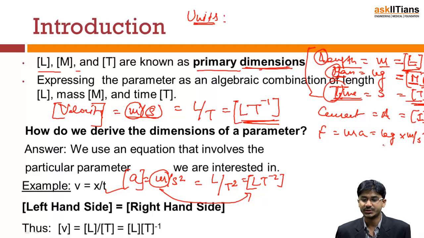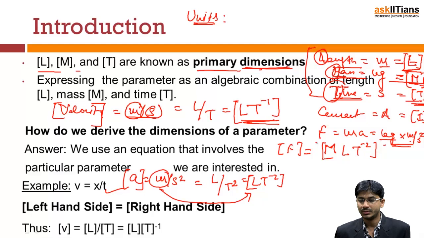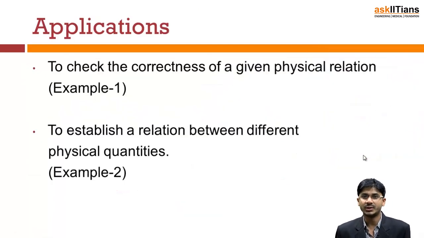Similarly, suppose force. We know force is mass into acceleration. Mass is kg, acceleration is meter per second square. Now if we convert to dimension, kg is mass, so it's M. Meter is length L. T^-2, whole thing in the square braces. We don't write 1 here. When power is not given, that means the power is 1. So this is the dimension of force. This is how we calculate the dimensions.